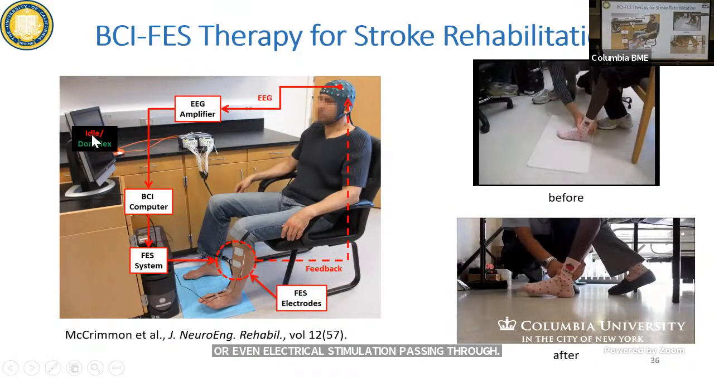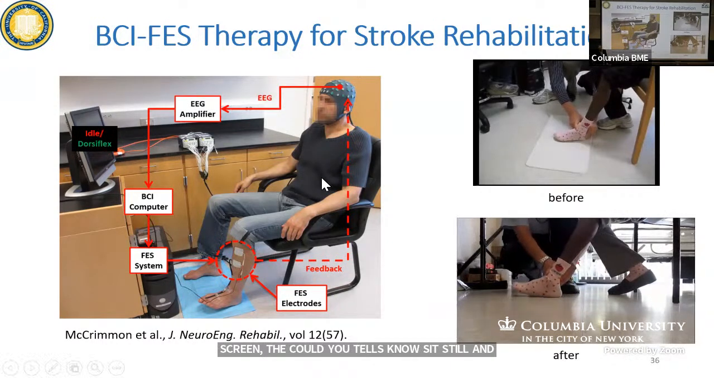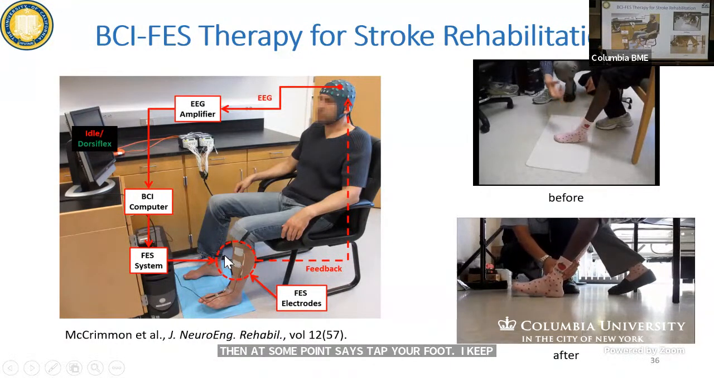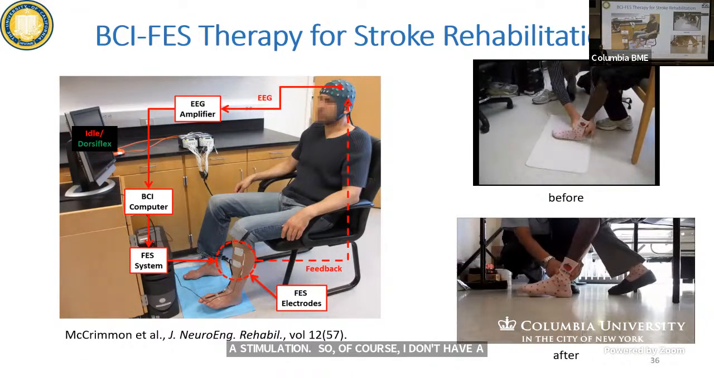And then here I'm asked to follow these cues. So I go in, I look at the screen, the cue tells me to stand, to sit still. And then at some point says, tap your foot. So I keep tapping, and then the BCI decodes my intention and delivers stimulation. Of course, I don't have stroke, so for me, I kind of have to learn how to do this, but for somebody with stroke, this is one of our subjects that we recruited.